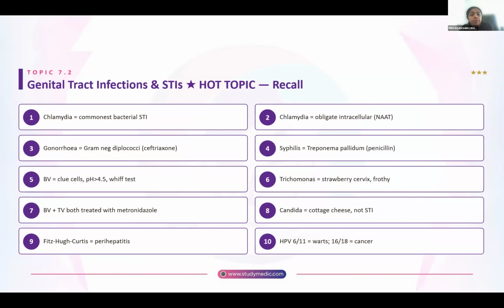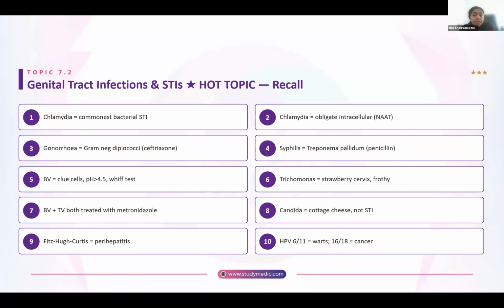Syphilis is with Treponema pallidum. The drug of choice is going to be penicillin. Bacterial vaginosis, you look at the clue cells, you do the whiff test, and your pH is more than 4.5. And trichomonas is frothy discharge with strawberry cervix. For both bacterial vaginosis and trichomonas, the drug of choice is going to be metronidazole. And for candida infection, it is going to be cottage cheese, and it is not considered an STI.